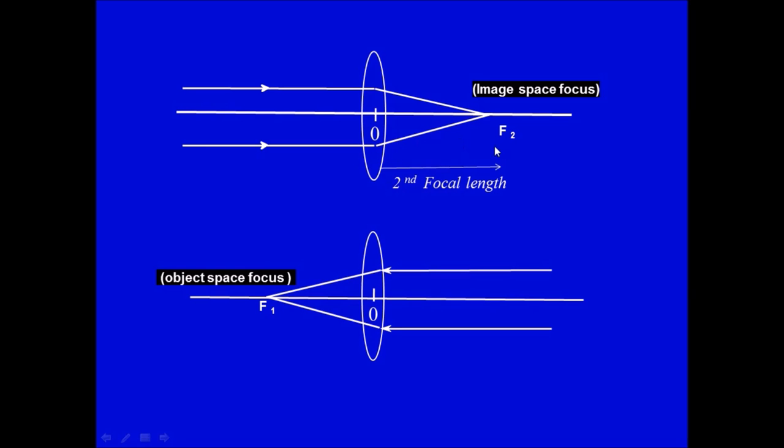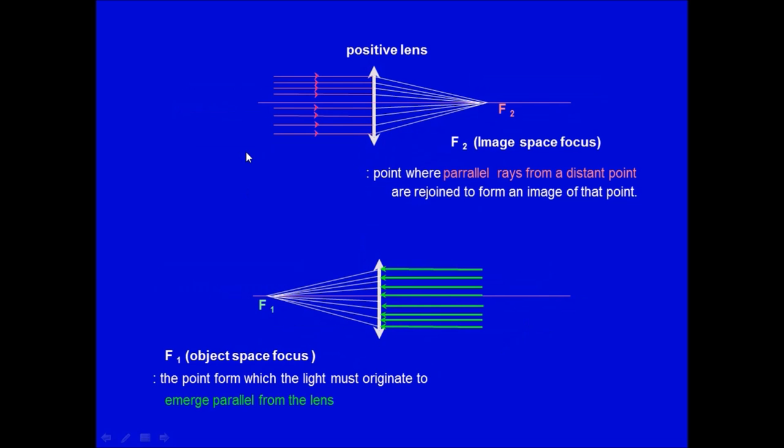We call this distance the second focal length, and we call this one the first focal length. So parallel rays coming from the left side will be focused here on F2, or the image focus, the image space focus. On the other hand, rays coming from the right side will focus here on F1, what we call the object space focus. If you put an object here, then rays will come out the opposite way, parallel.